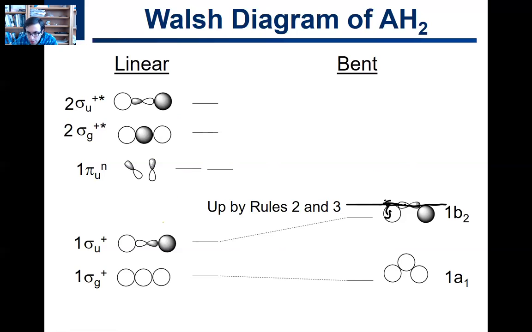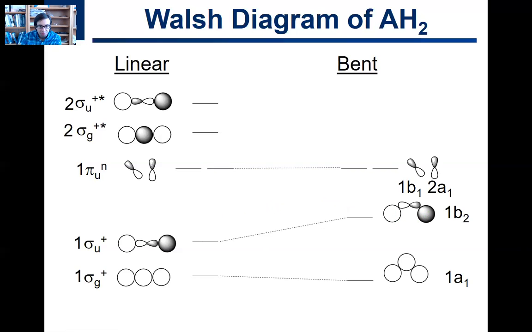Now, what about rule 3? We know rule 3 is not as important as rule 2, so rule 2 is going to dominate regardless of what we say. But rule 3 is ligand to ligand, and you brought these ligands, it's a hydrogen, closer to one another. They're opposite shades, and because they're opposite shades, that's going to increase antibonding interaction. If you increase antibonding interaction, that will also increase the energy. So both rules 2 and 3 are working in concert here to cause this bent molecular orbital to be higher than the corresponding linear one.